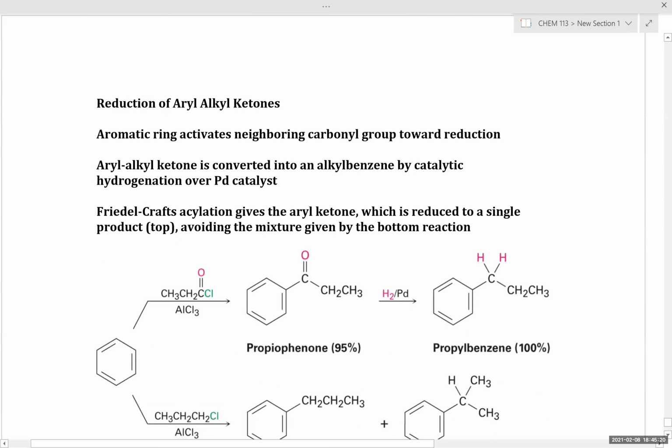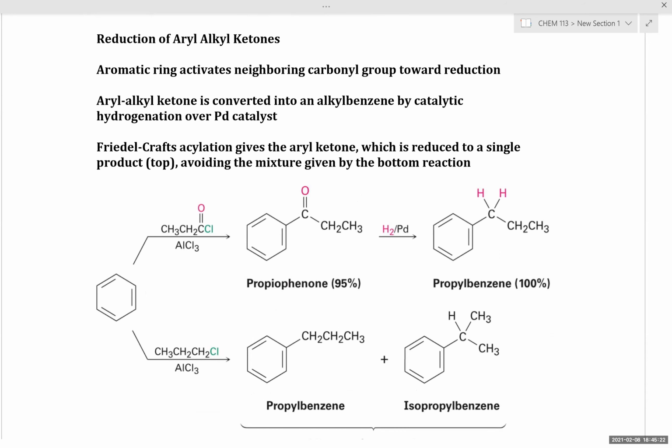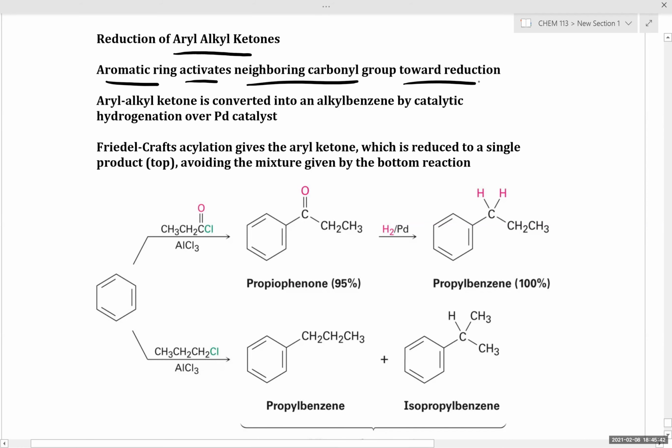Okay, so just like you can potentially activate alkenes for reduction and selectively reduce alkenes, aryl alkyl ketones are particularly activated for reduction. The aromatic ring activates the neighboring carbonyl group towards reduction. So the aryl alkyl ketone can be selectively reduced to an alkyl benzene via catalytic hydrogenation.